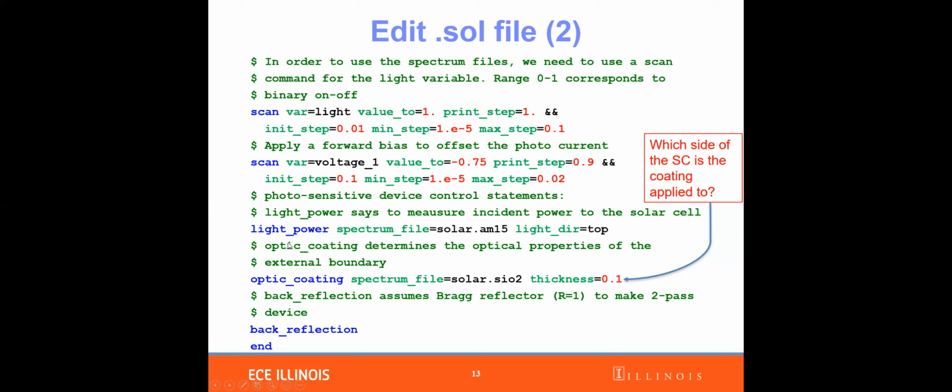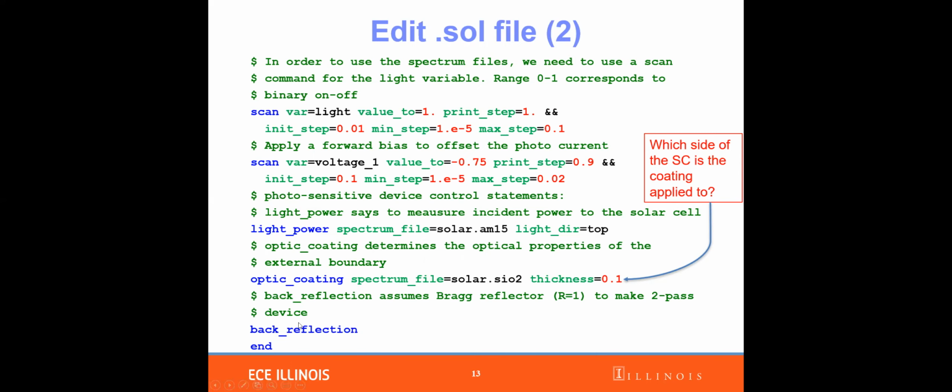This optics coating defines the optical property of the external boundary. Here we assume that this solar cell is encapsulated in silicon oxide. You can include the optical coating and specify the spectrum profile of silicon oxide. We assume that the silicon oxide has a thickness of 0.1 micron. So we include this into our system. And then we enable back reflection.